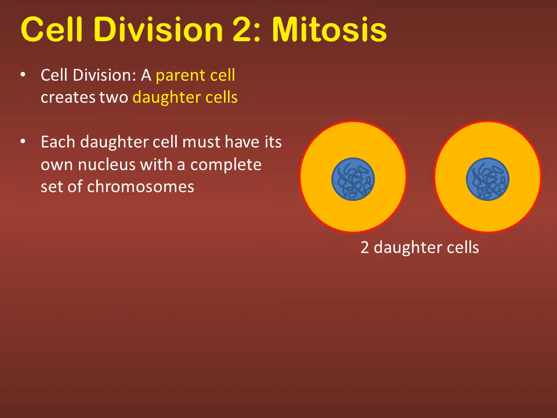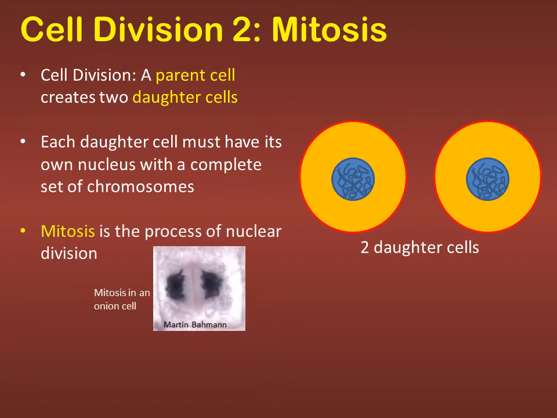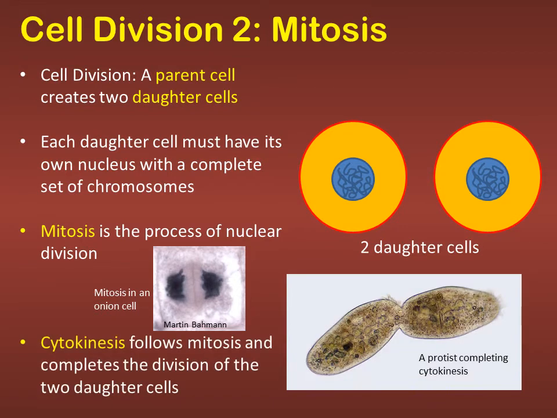And in the process of mitosis, a nucleus will dissolve and two new nuclei will be created. So that process of actually dividing the nucleus and the chromosomes held within it is mitosis. As you can see here, mitosis in an onion cell, you see the chromosomes having separated, the darkly blue-stained regions. Cytokinesis is the term for the actual division of the rest of the cytoplasm and the cell membrane itself, and that usually starts during the last phase of mitosis and completes after mitosis, as you can see here with the protist completing cytokinesis.